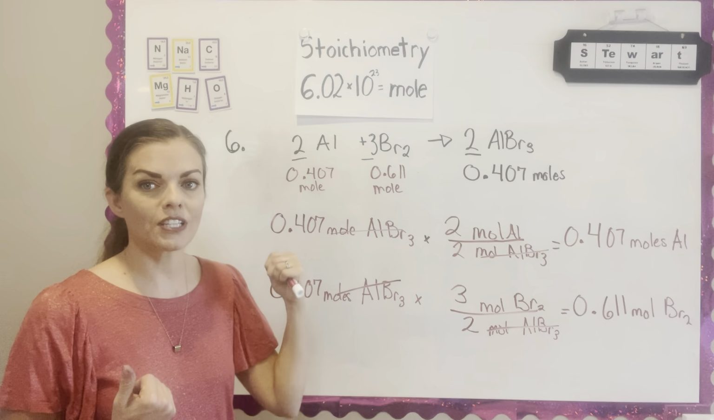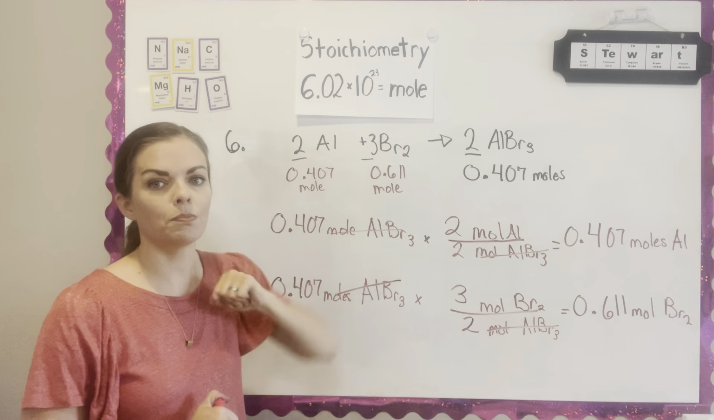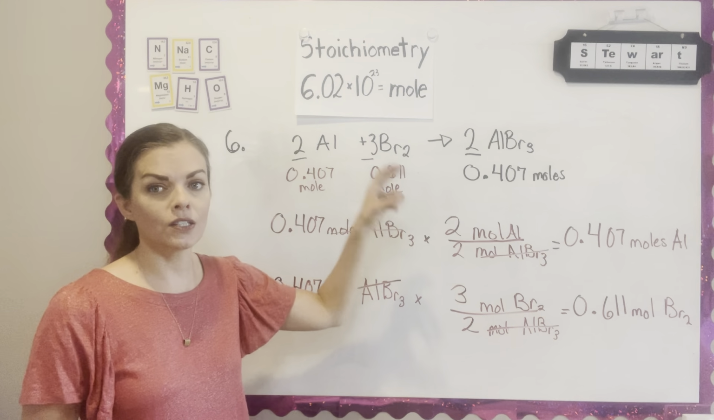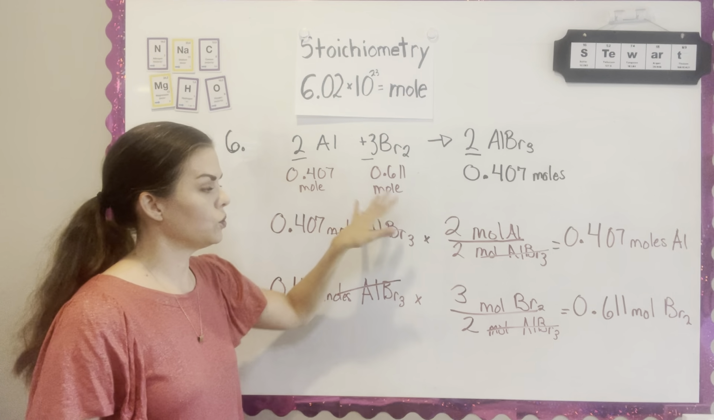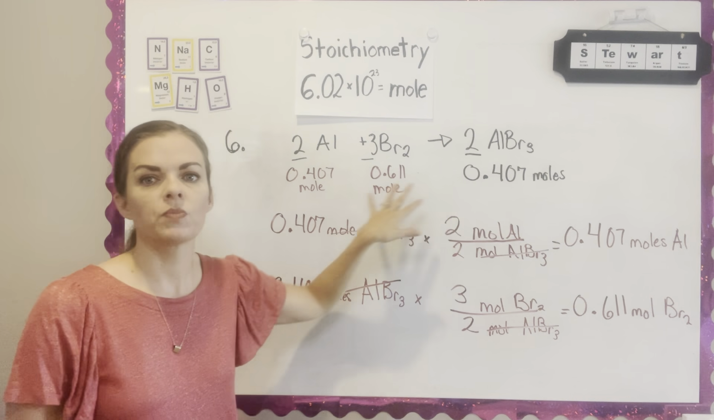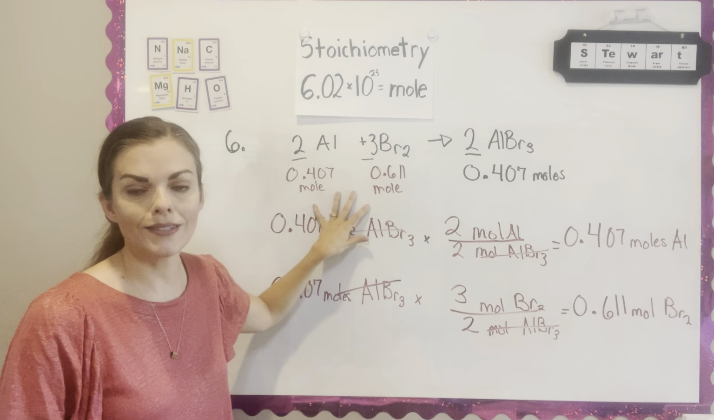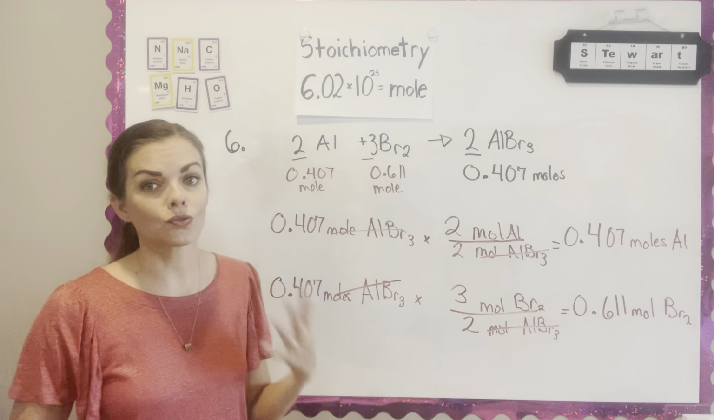Before we get to question 7, I'm going to use this one to help explain. This is like a perfect ratio. If I were to react these two reactants to produce this product, I would consume all of my reactants and wouldn't have anything extra laying around.